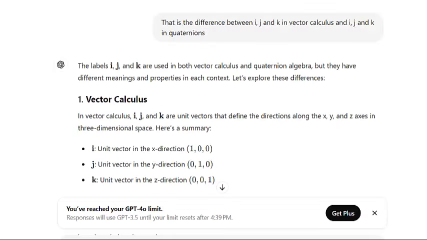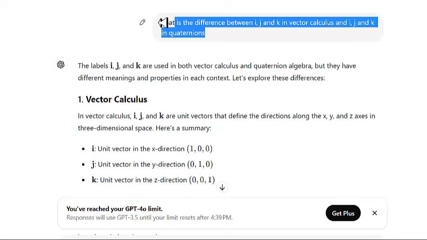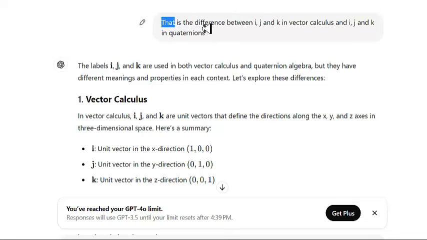To clear this up, I went to ChatGPT and asked it a couple of questions. I asked, what is the difference between i, j, and k in vector calculus and i, j, and k in quaternions? The labels i, j, and k are used in both vector calculus and quaternion algebra, but they have different meanings and properties in each context.